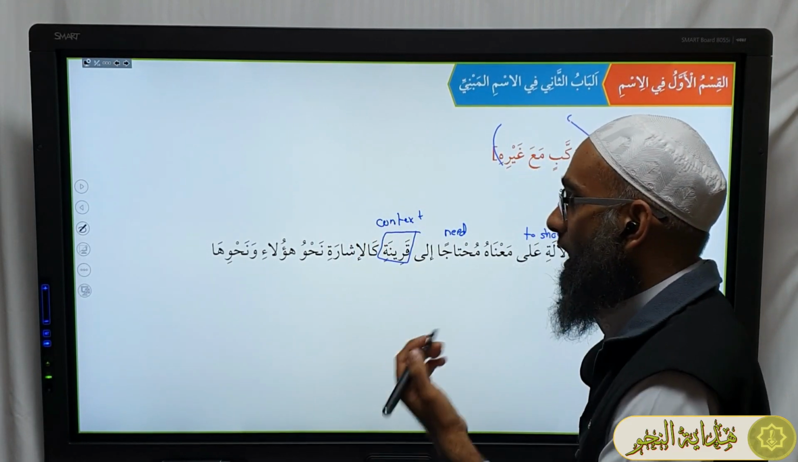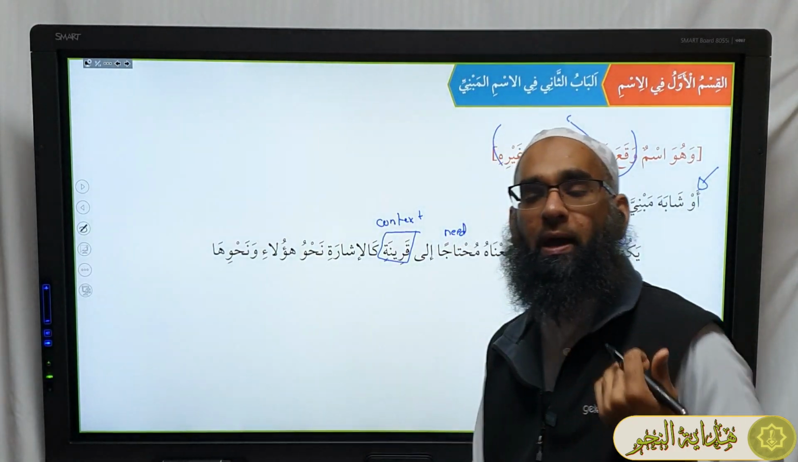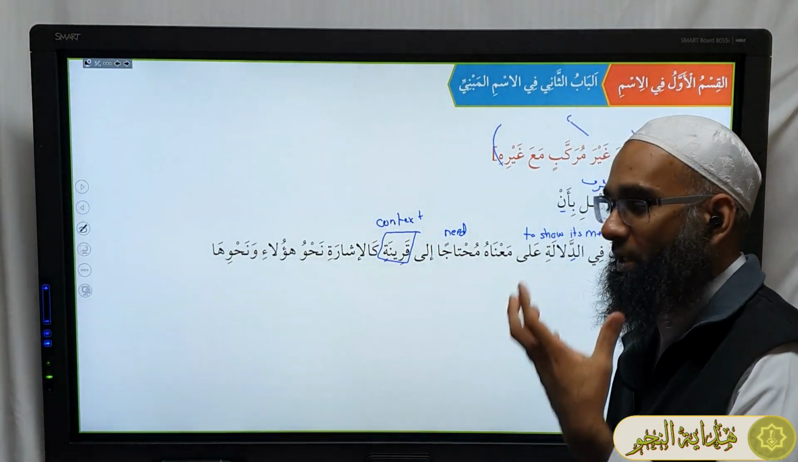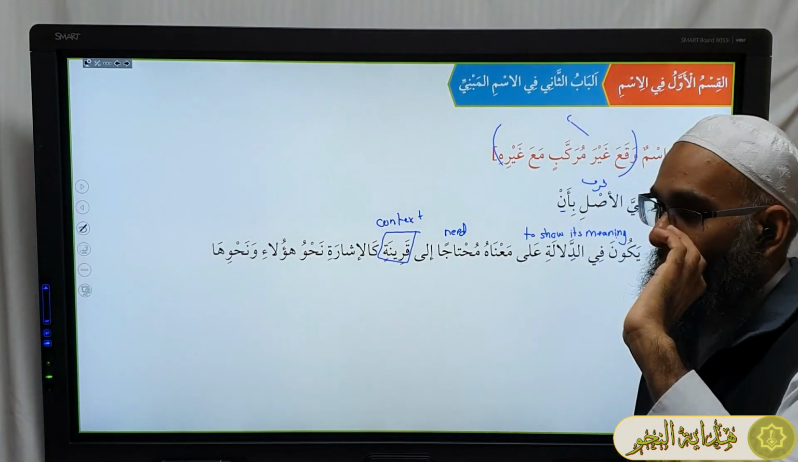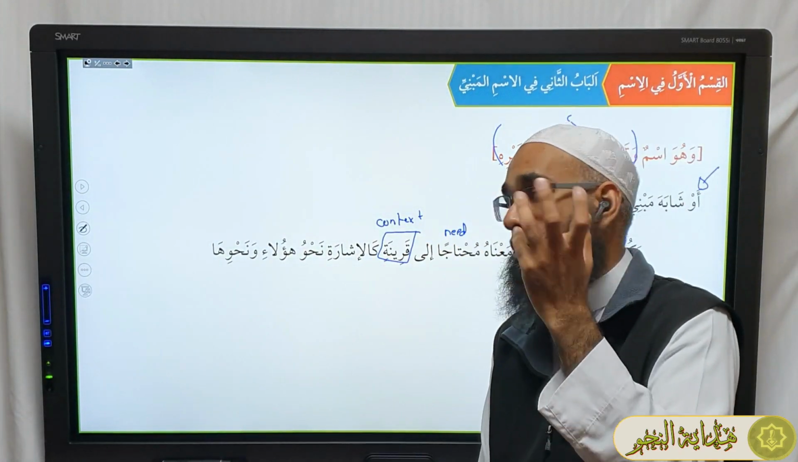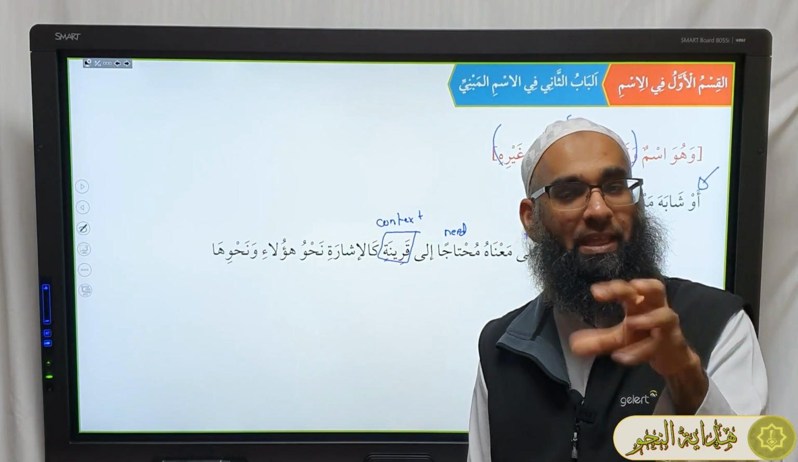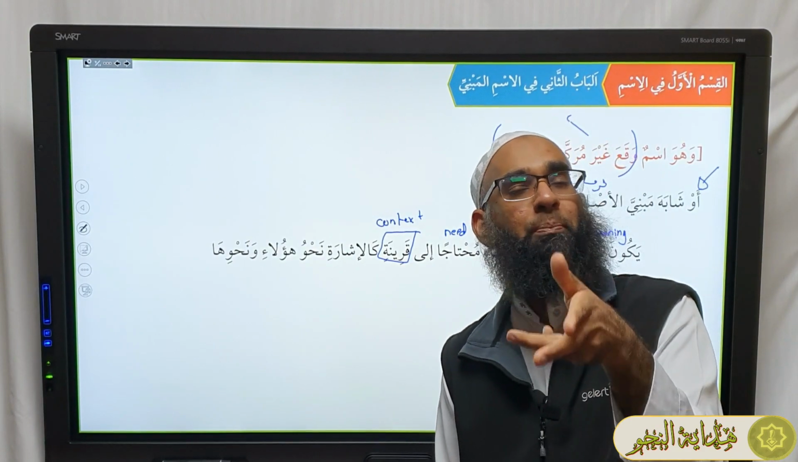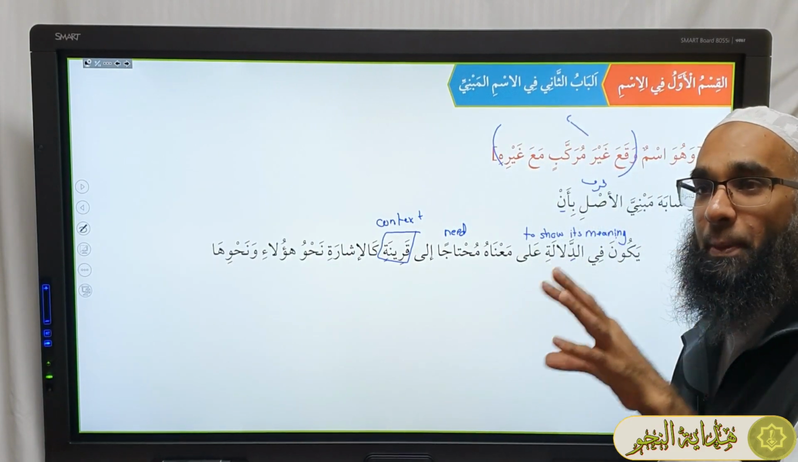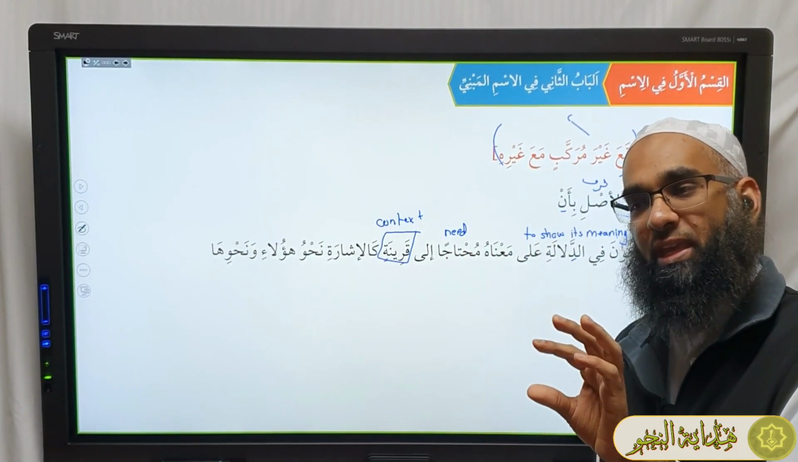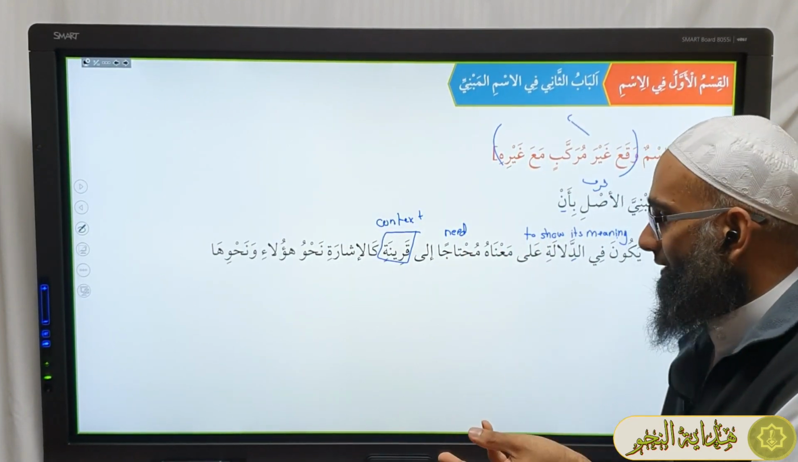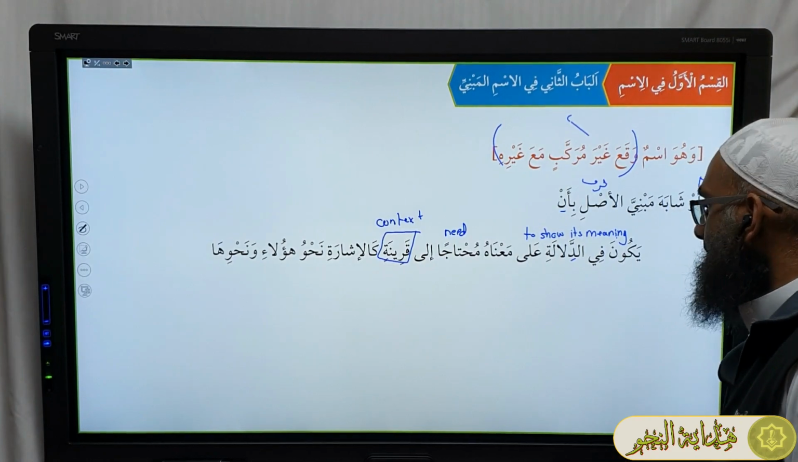For example, kal ishara, ha'ula'i wa nahwiha. When you say ha'ula, we understand the meaning of ishara, but we don't know who we're pointing at. So without the ha'ula and without the musharun ilay, the meaning of this noun is not complete. The meaning of this noun is incomplete. The same way the meaning of fi is incomplete. Do you understand the first aspect?